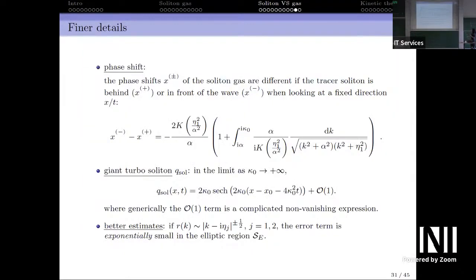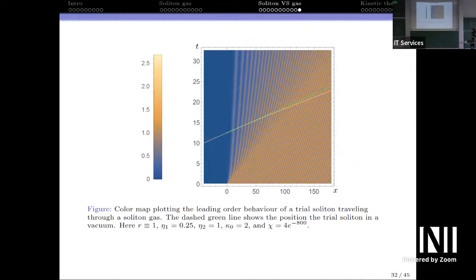And so this is the full picture. So this should be correct, Gino. Here you can see the soliton. This is the yellow line that is traveling through the gas. The green dashed line is when the soliton is free. You can see that there is a deviation because the soliton is interacting with the gas. And this is just the color map, so you can see the height of the soliton and the gas. It's a full description over the whole spatial domain and for t large.